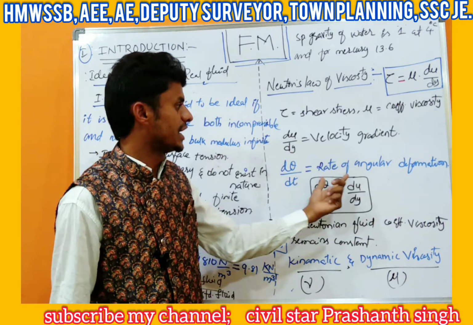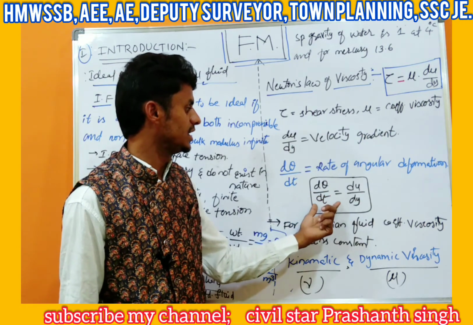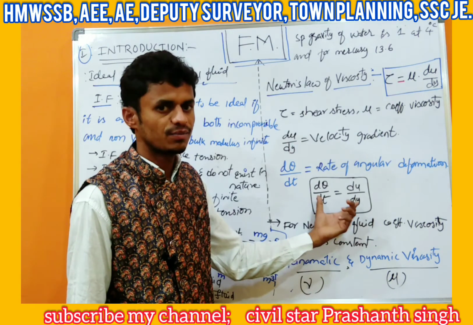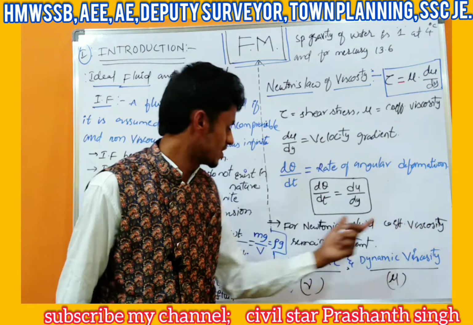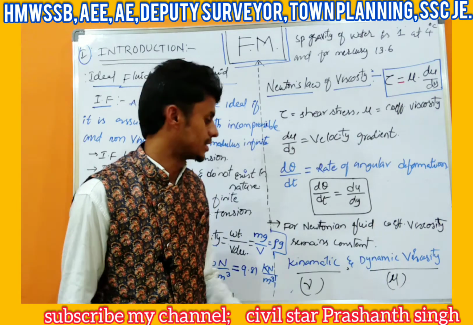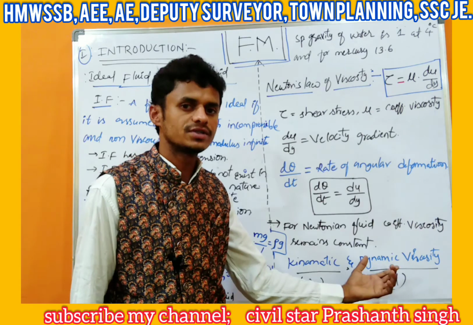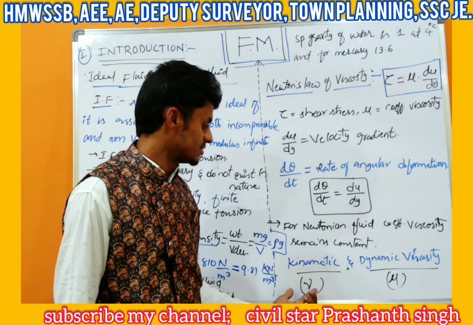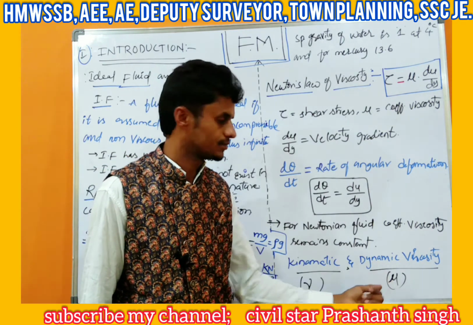d theta by dt equals the rate of angular deformation. They will give the relation in this way: d theta by dt equals du by dy. Then we can find what we want from this equation. For a Newtonian fluid, the coefficient of viscosity remains constant; it does not change. Next is kinematic viscosity and dynamic viscosity. Kinematic viscosity is denoted with the symbol nu, and dynamic viscosity with mu.